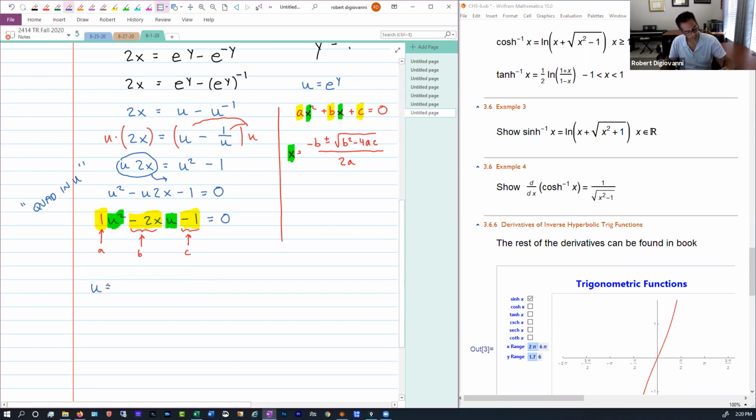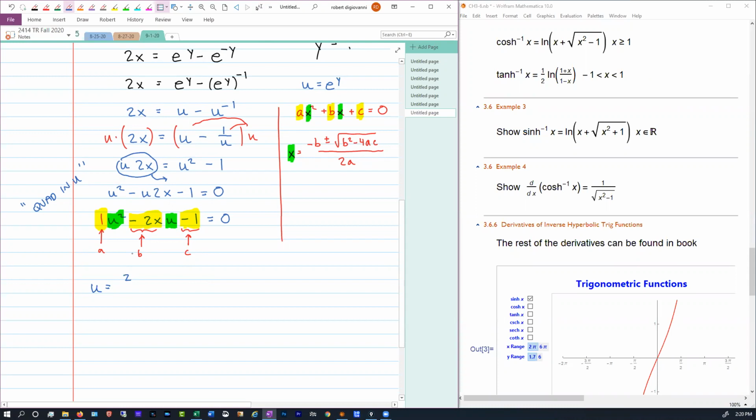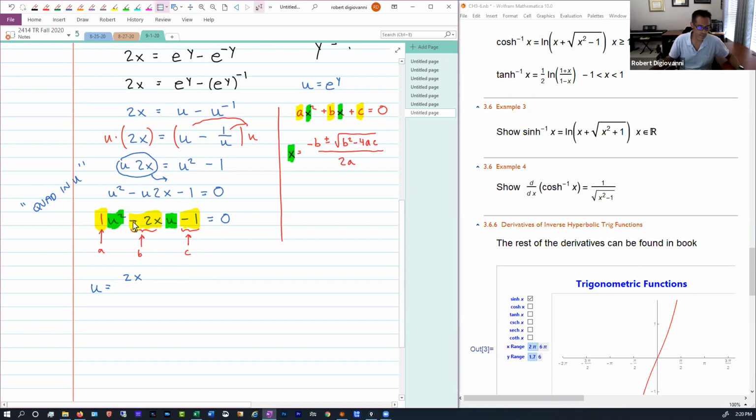So u will be equal to -b. What's -b for us? Negative 2x. See, look, for us, b is everything in front of u. Everything, not just the number. It's everything in front of u, including the x. And we're taking the opposite of it, right? I'm using the formula here, the opposite of b. So it's 2x plus or minus the square root.